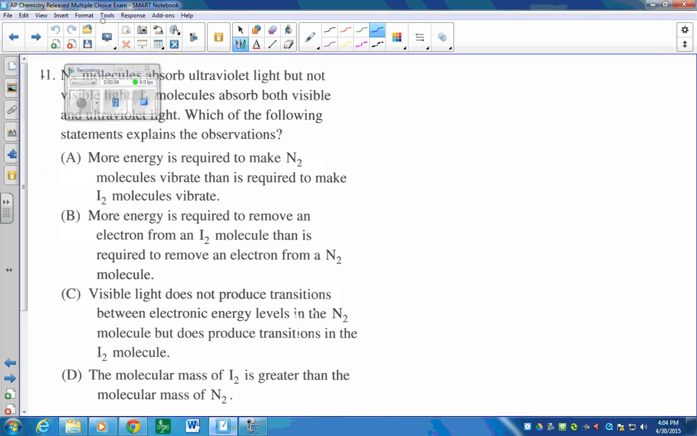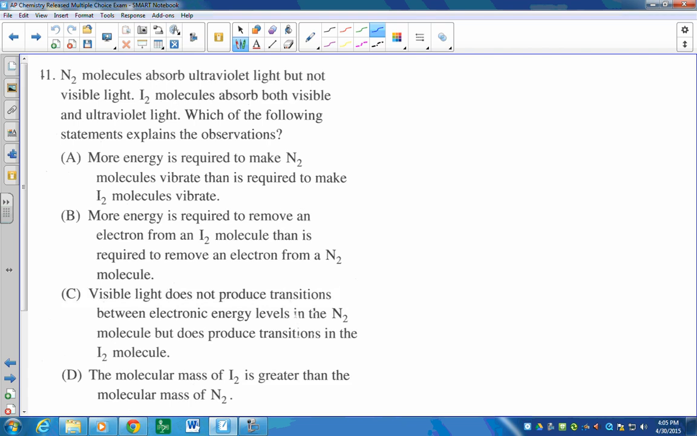Okay, here is the last little bit, 41 through 40, whatever. Okay, N2 molecules absorb ultraviolet light, but not visible light. I2 molecules absorb both visible and ultraviolet light. Which of the following statements explains the observation?